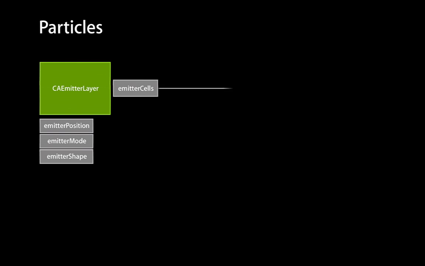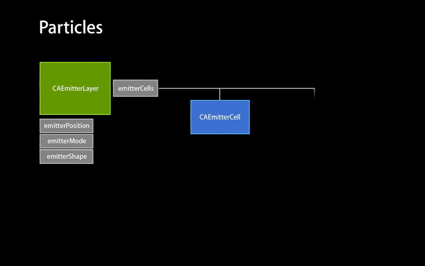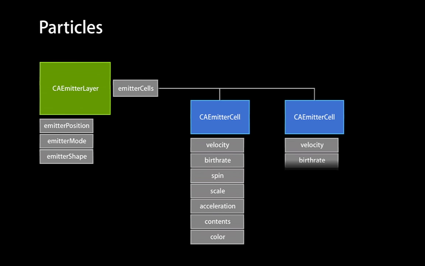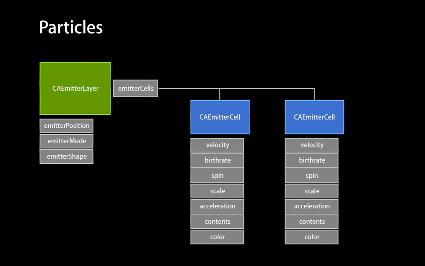Those specify where the particles are going to be generated. And then there's the emitter cells property, which is an array of CAEmitterCells, which you'll use to define each of the types of particles, how they'll look, how they'll behave. For each of these emitter cells, we have properties like velocity, birth rate, spin, scale. There's way more than this you can take a look at. But basically, we want to tweak these to create the unique effect that you're going for.